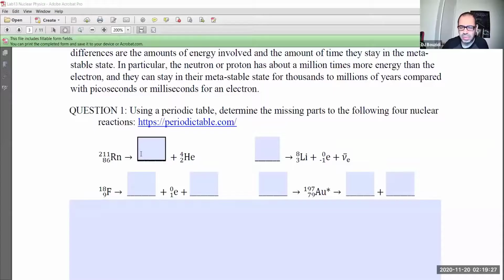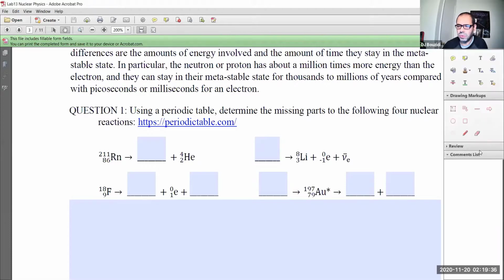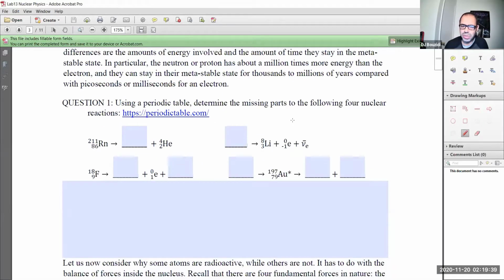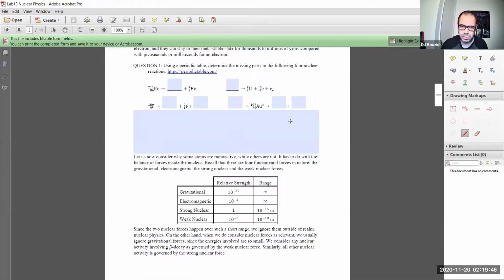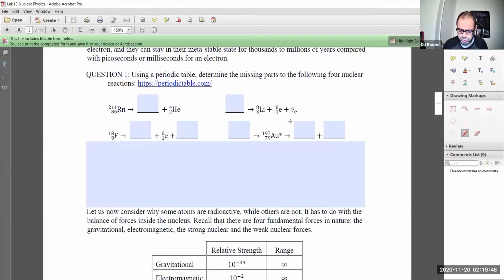Let me stop sharing this screen and go back. So I found that it must be 84. So that's Po. Instead of writing No, I will write Po. Let me get to my comments tool first. Oh man. Control 0. Control plus, plus, plus. So this is what I would write in here: Po, 84.